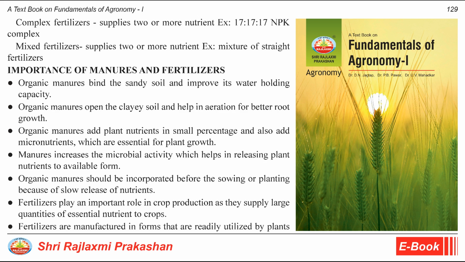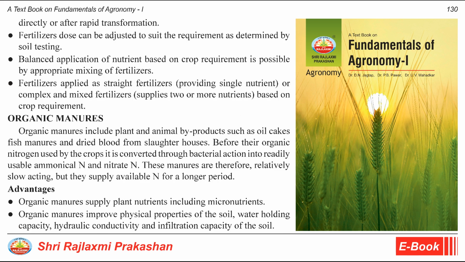Organic manures should be incorporated before the sowing or planting because of slow release of nutrients. Fertilizers play an important role in crop production as they supply large quantities of essential nutrients to crops. Fertilizers are manufactured in forms that are readily utilized by plants directly or after rapid transformation.